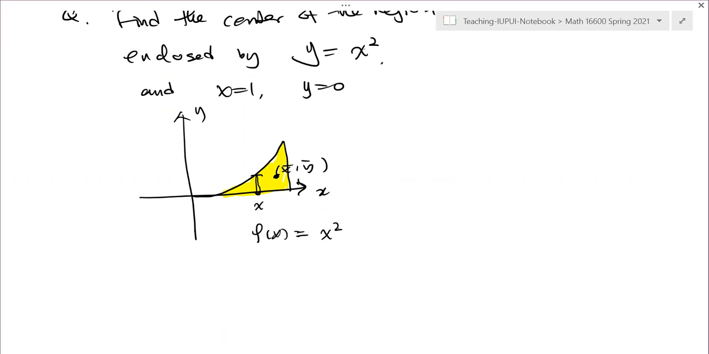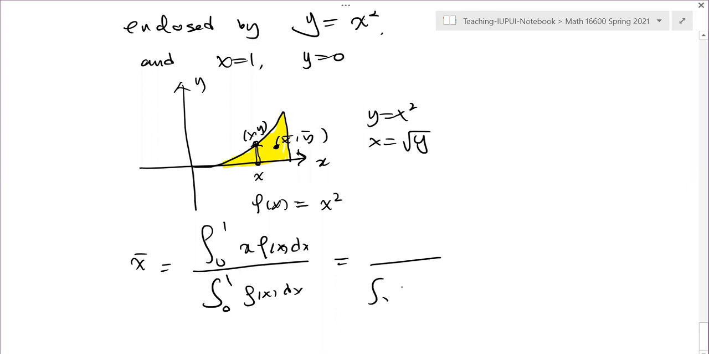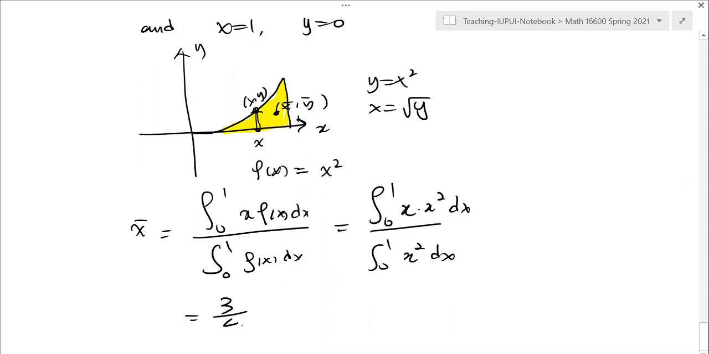So this is a point x and y. The graph is y equals x squared, but x also can be square root of y. Doesn't matter, we need that too. So x bar is going to be the integral from 0 to 1 of x rho(x) dx over the integral of rho(x) dx. We did the computation already: from 0 to 1, x times x squared dx, and we already got 3 over 4. So the question is, how do I find the y bar?